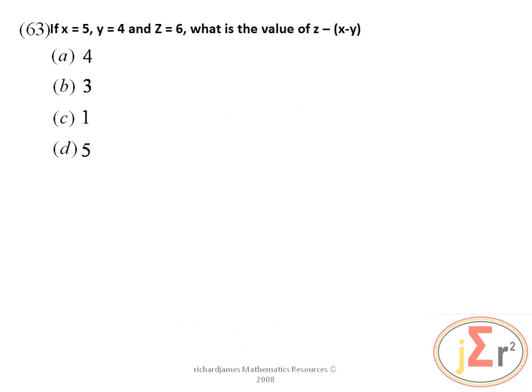If x is equal to 5, y is equal to 4, and z is equal to 6, what is the value of z minus all of x minus y? The reason why I say all of x minus y is that if I read this z minus x minus y, it does not give the impression that x minus y is an entire entity that is enclosed in brackets.